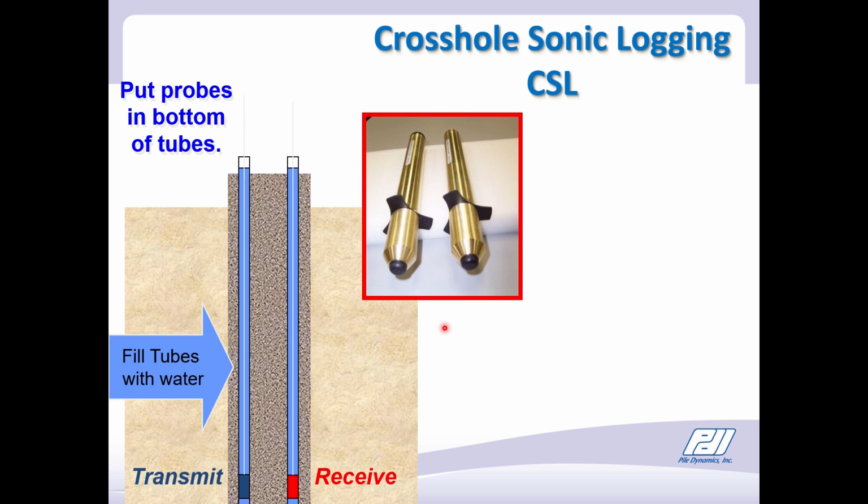Well, we have probes. One's a transmitter and another one is a receiver, that we place in the bottom of access tubes, which are pre-planned and placed in the drilled shaft. We fill the tubes with water to couple the transmitter and receiver into the system.